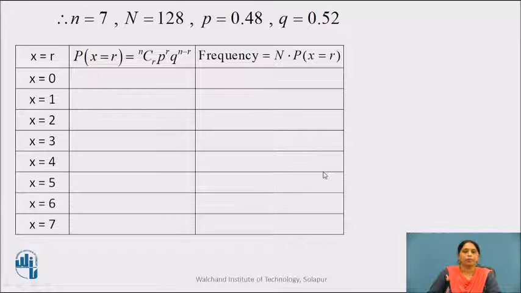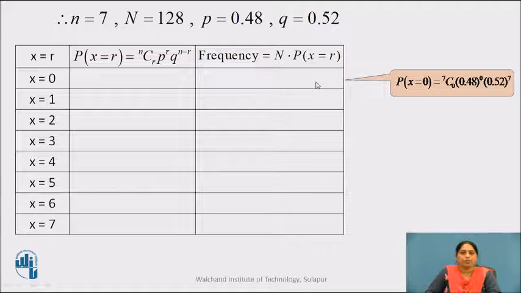Now we will fit the binomial distribution to this data. Here x is equals to r, where r takes the values from 0 to 7 is the first column. In the second column, we will find out the probability for x equals to r using binomial distribution, and in the third column, we will find the frequency using the formula capital N into the probability. When x is equals to 0, the probability of x equals to 0 is 7c0, 0.48 raised to 0 into 0.52 raised to 7, which is equals to 0.0103. So the frequency obtained is 1.31, but as we are going to round off it, it will be considered as 1.